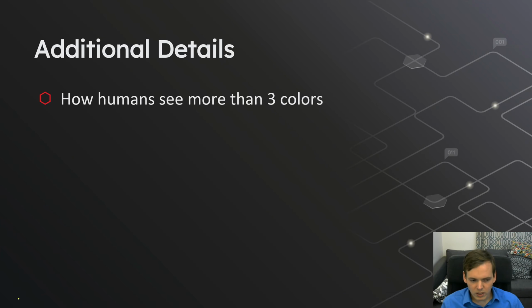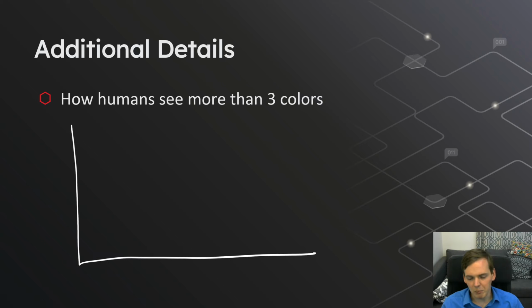So I told you in that previous slide that human eyes are sensitive to red, green, and blue. So the question is, how come we can see more than red, green, and blue objects? Like when we look around the world, we don't just see red, green, and blue. Well, they're most sensitive to red, green, and blue, but they're kind of sensitive to other colors.